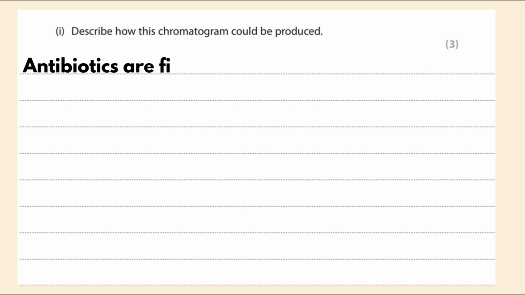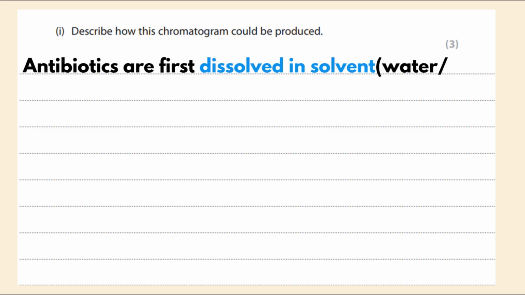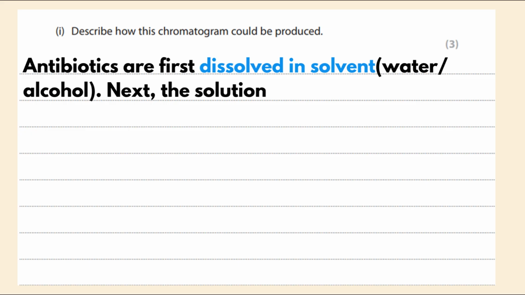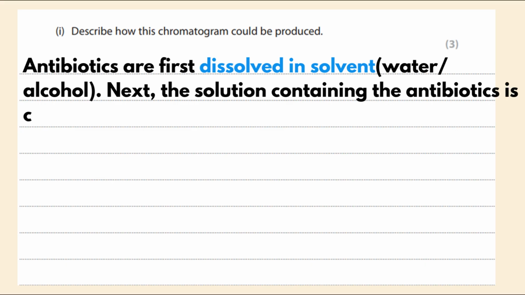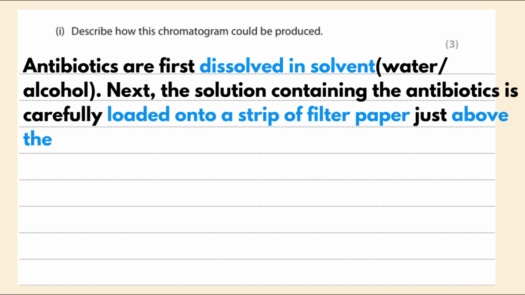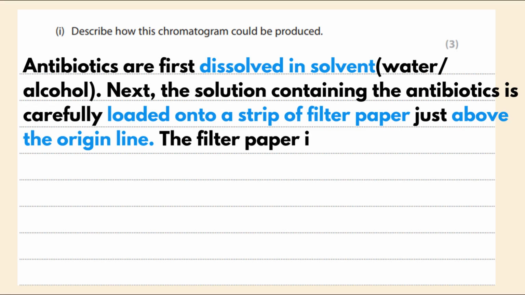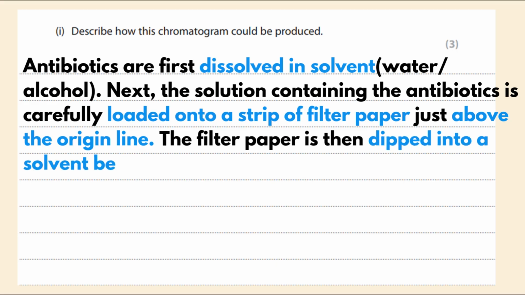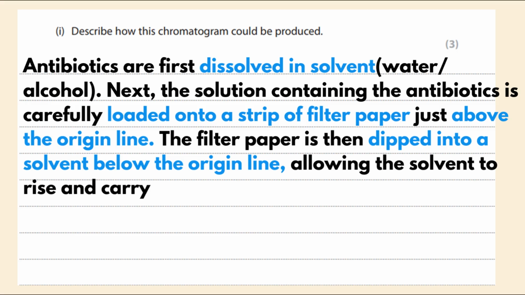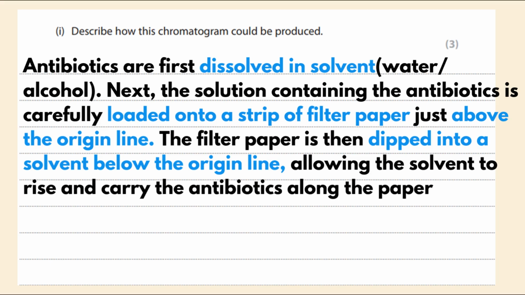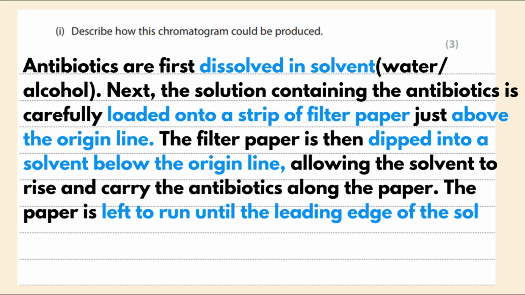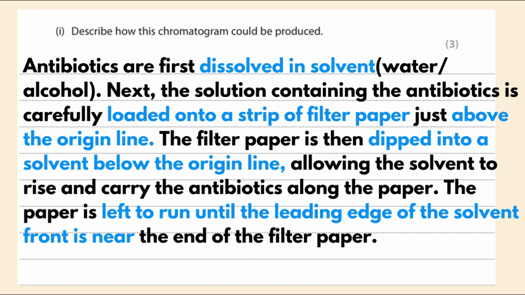So to summarize, the antibiotics are first dissolved in a solvent. It can be water or alcohol. The solution containing the antibiotics is carefully loaded onto a strip of filter paper just above the origin line. The filter paper is then dipped into the solvent below the origin line, allowing the solvent to rise and carry the antibiotics along the paper, and the paper is left until the leading edge of the solvent front is near the top of the filter paper. And this is the method used to produce this chromatogram.